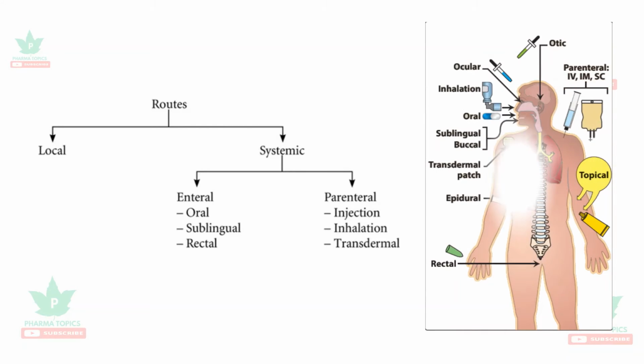So you can see from this diagram, there are different topical preparations, different enteral preparations, and different parenteral preparations, such as otic, which is related to the ear, ocular related to the eye, inhalation in the nose, oral, sublingual, beneath the tongue, buccal, which is in the cheek region, pouches, transdermal patches, epidural injections in the spinal cord, and rectal administration, and parenterals, which are through the venous or arterial routes.